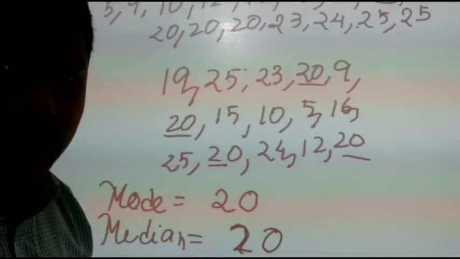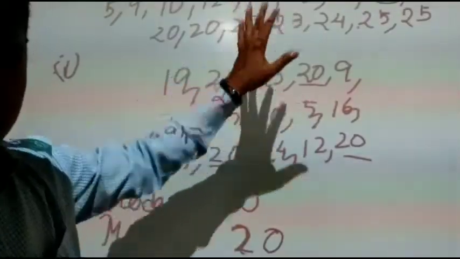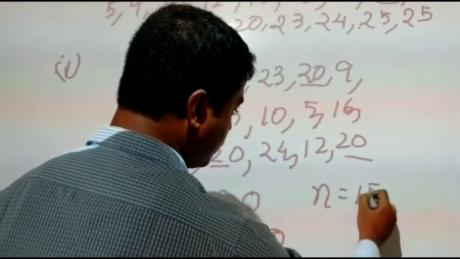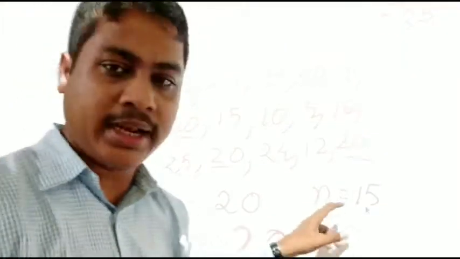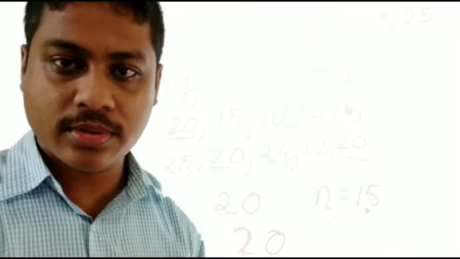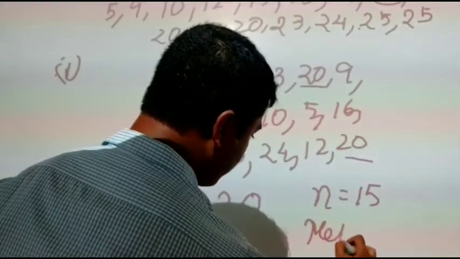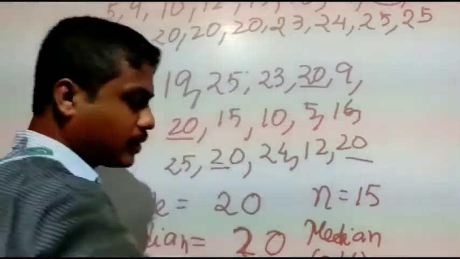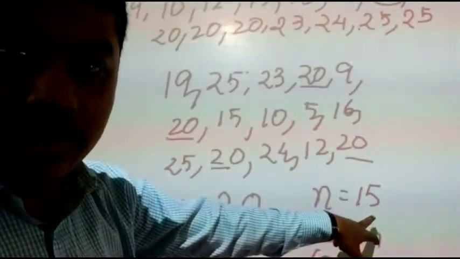For that, what we have to do is count the numbers. How many numbers are there? The total number is equal to 15. I am representing that as n. n represents the total number of values. For finding out the median, if it is odd, you can see 15 is an odd number.